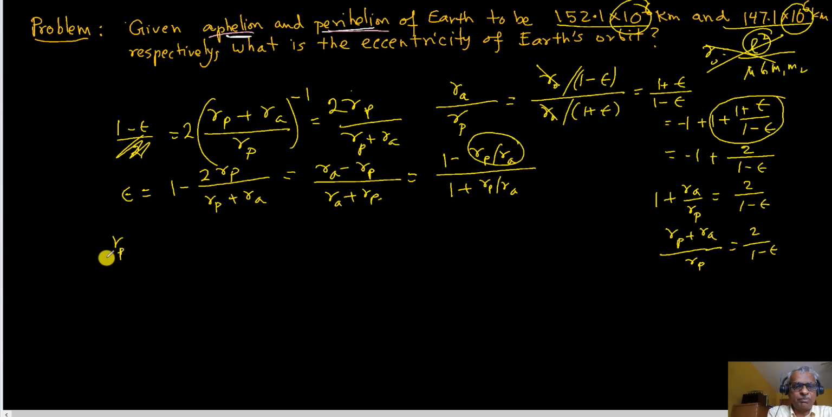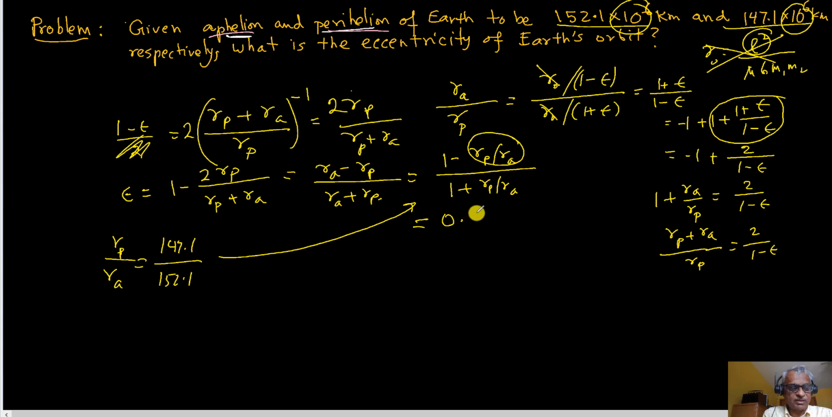So what do we have? RP over RA. Clearly 10 to the power 6 will cancel out, and 147.1 over 152.1. And let me see, I did this calculation a little bit earlier. So when I plug this in, I get 0.0167. So that's pretty close to zero actually. It means it's quite circular. Now we have the eccentricity.